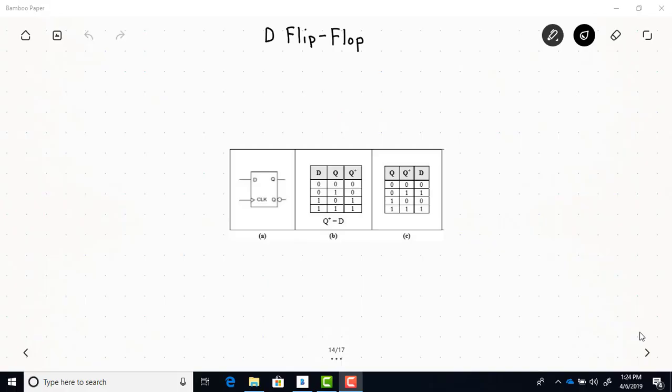I'd like to discuss the D flip-flop, and this diagram from Dr. Mealy's textbook shows the circuit symbol for the D flip-flop. A D flip-flop has a D input along with the clock input. This triangle in the symbol indicates edge sensitivity, and I'll talk more about exactly what that means in this lecture.